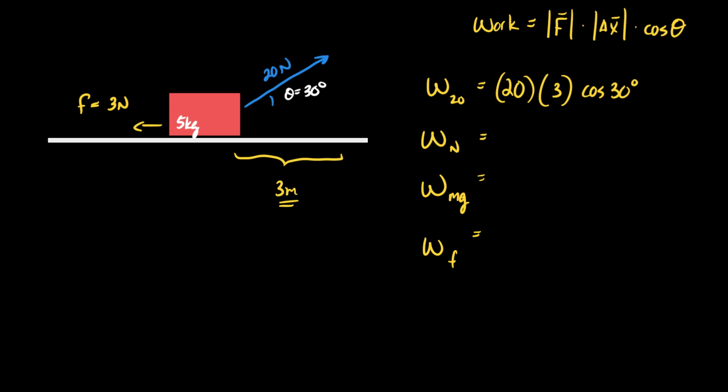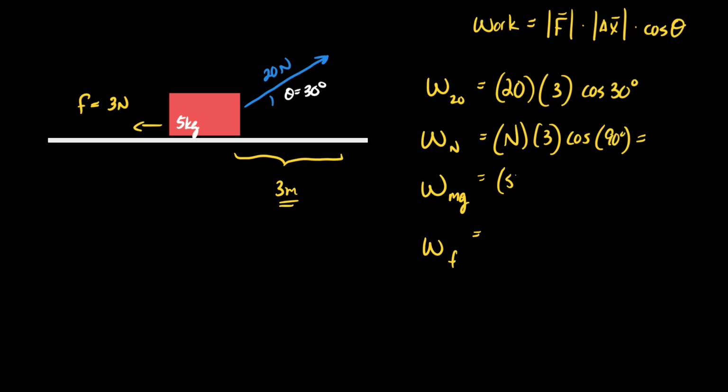Although we don't know it, can we already make an assumption that I don't have to worry about the work done by the normal force? Oops, not 0, it's 90, because we're going to have that cosine of 90 there. Although I wrote it down, in this case it doesn't really do any work, does it?